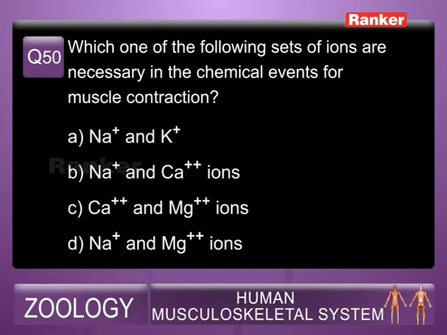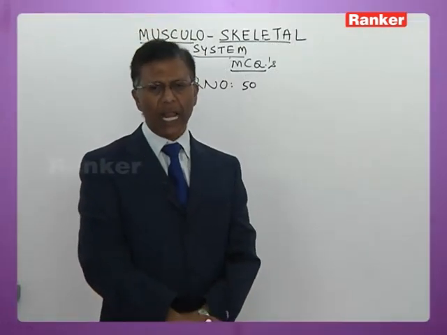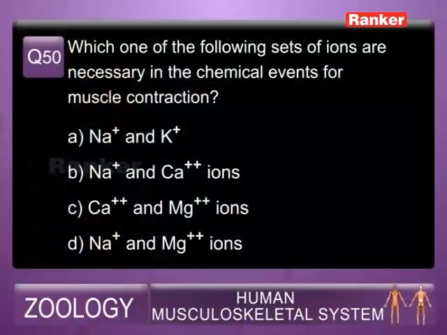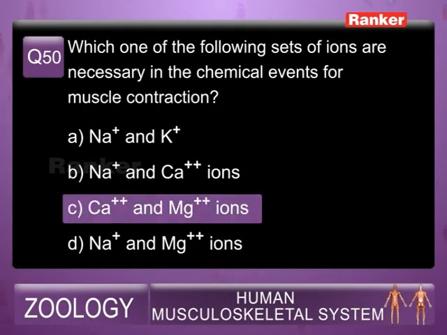50 is here. Which one of the following sets of ions are essential in the chemical event for muscle contraction? A, Na and K, B, Na and Ca, that is sodium and calcium, C, calcium and magnesium, D, sodium and magnesium. Here for the muscle contraction, calcium and magnesium ions are essential. So the answer is C for this.